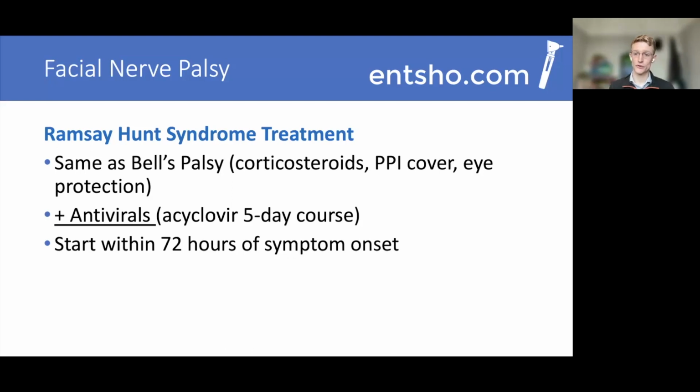A short course of corticosteroids. As I say, we tend to use the 10-day course I just described with PPI cover, and eye care being very important as well. However, you'd additionally prescribe antivirals, so something like a 5-day course of acyclovir, with valacyclovir being another option. And with both Bell's palsy and Ramsay-Hunt syndrome, you want to be starting treatment within 72 hours of symptom onset.